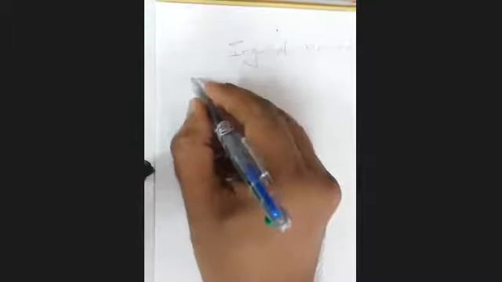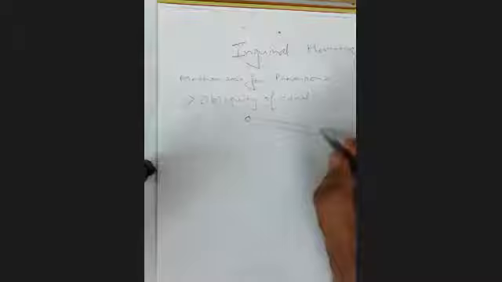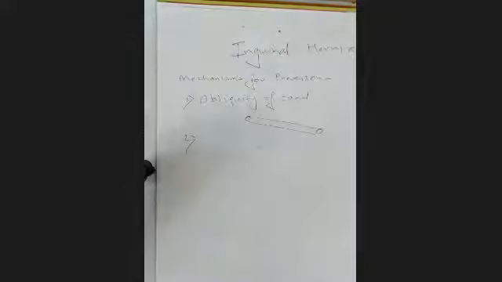Before we proceed to this topic, we have to understand that inside the inguinal canal there are mechanisms for prevention of hernia. The first mechanism is the obliquity of the canal itself. The canal is not straight, but oblique. For an oblique canal, it is very difficult for herniation to take place. So the obliquity of the canal is the first factor.